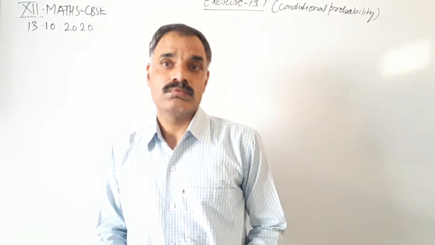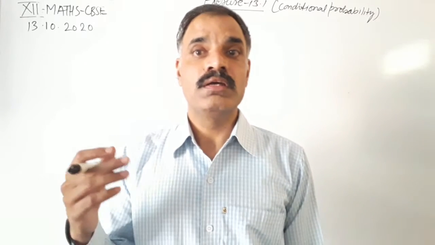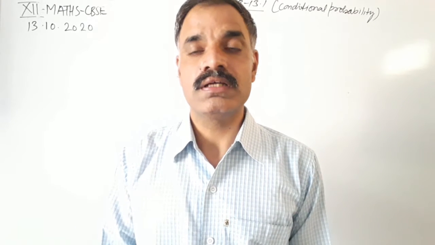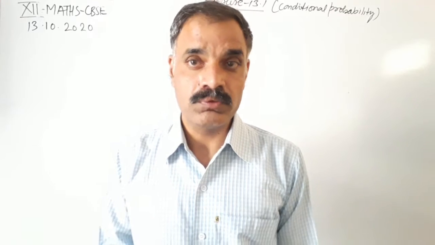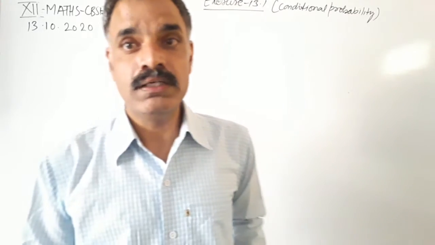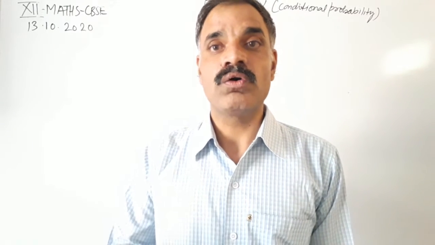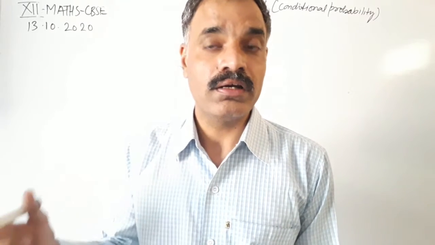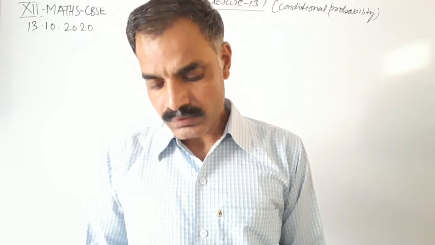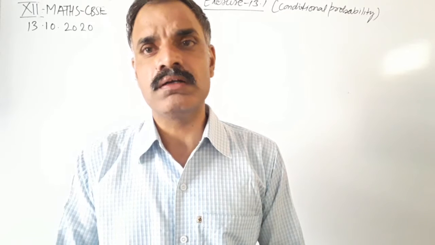So to find the conditional probability, first of all we have to find the events which are common in E and F both. After that we utilize the formula and find the conditional probability. This is the probability under a condition, and the condition is that F is already given, already occurred, already happened. So let us solve the questions of exercise 13.1.